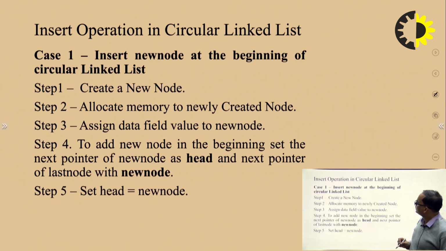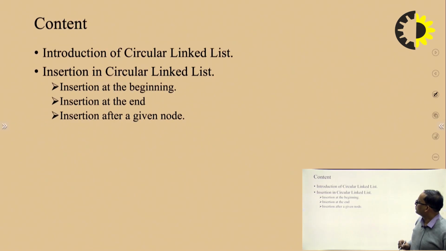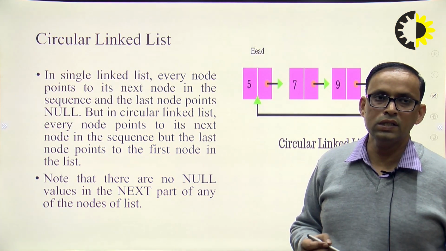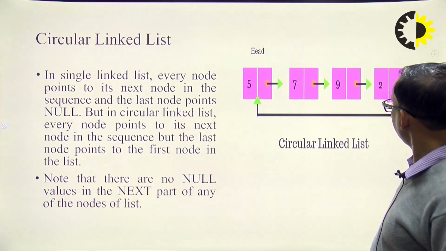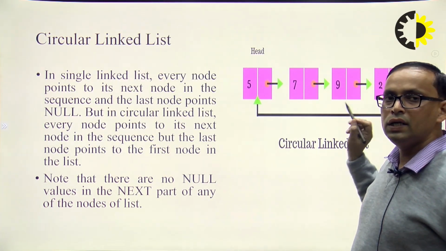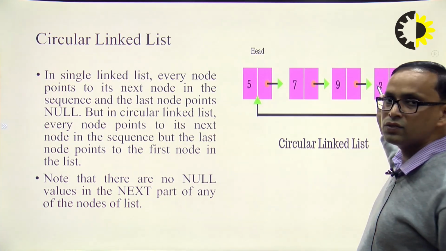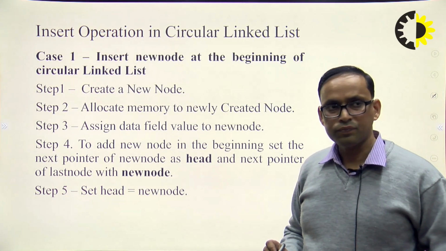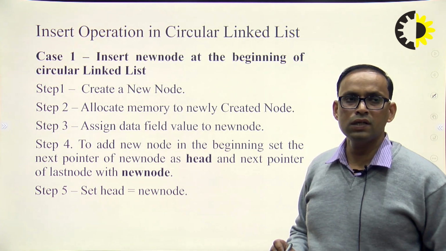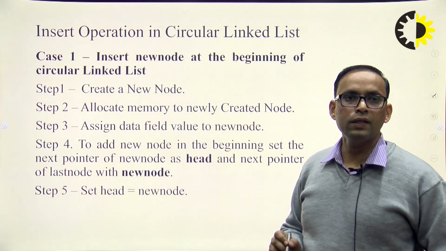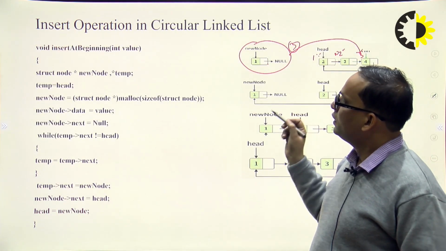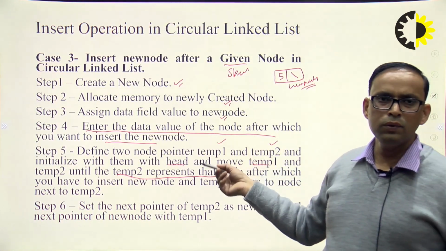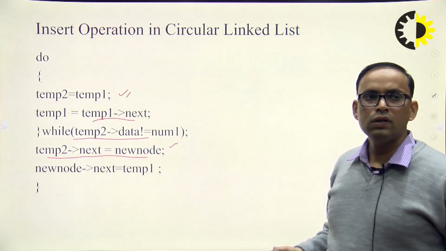So in this lecture we have learned initially about the introduction of circular linked list, what a circular linked list is and the main difference between a circular linked list and a singly linked list. In a singly linked list, the next field of the last node contains null, but in a circular linked list, the next field or address field of the last node always points to the first node. After that, we learned about different cases of insertion in a circular linked list: inserting a new node at the beginning, inserting a new node at the end, and inserting a new node after a given node or before a given node or at a specified position in the circular linked list. Okay, thank you.